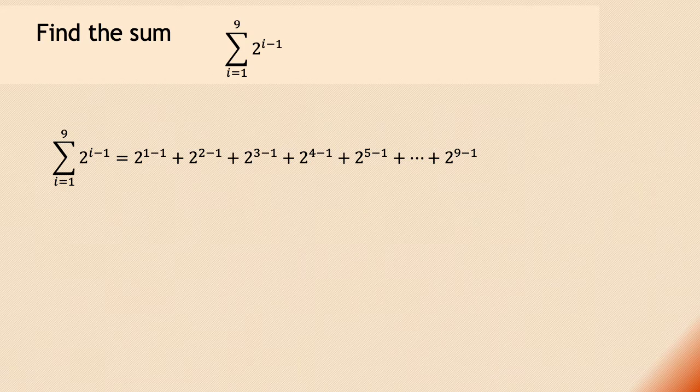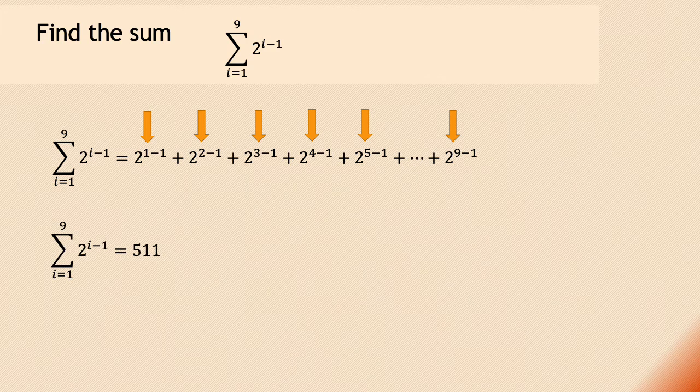So what that means is that the very first term is going to be the term with i replaced with 1, and then i replaced with 2, and then 3, and then 4, and then 5, all the way up to i being replaced with 9. And then we simply figure out what all those terms are, just plugging them into your calculator, and then adding them all up. That's how the sigma notation works. And if you do that all correctly, you should get 511 as your answer.